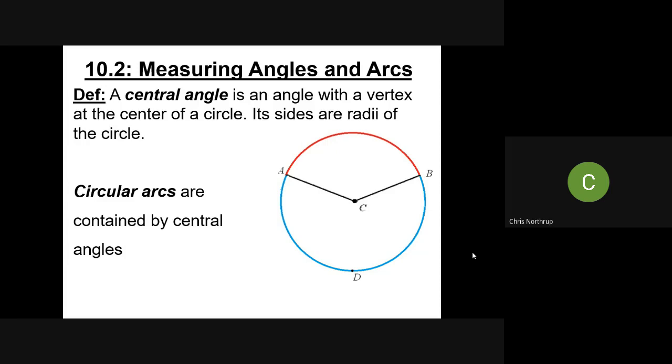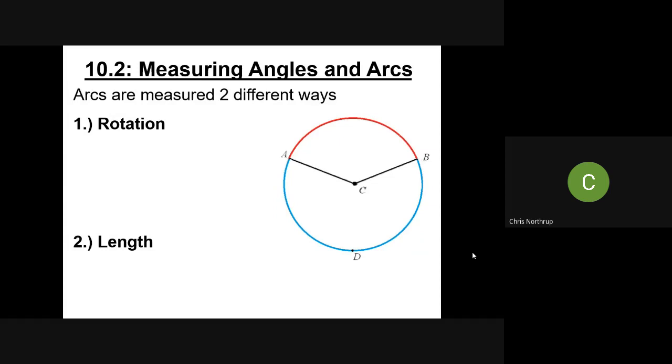So if you look at the red and the blue portions of this circle, we call these things circular arcs. So those are going to be the focus of this video here. The way that we're going to measure those arcs is going to be two different ways. So we're going to measure the rotation of those arcs. We will also measure the length of those arcs. So rotation is really just measured by the central angle.